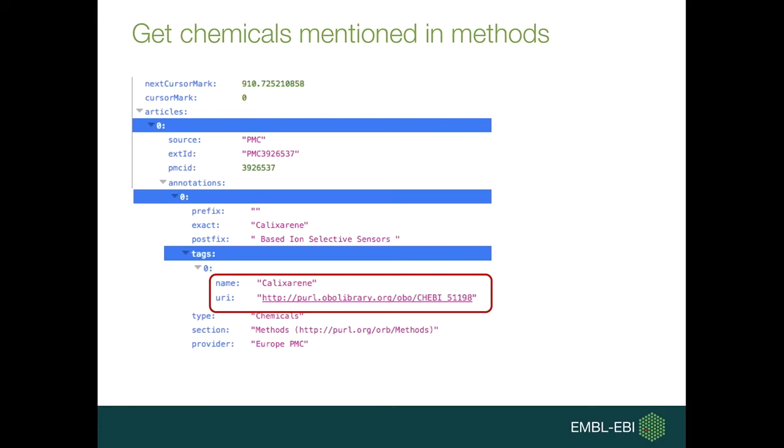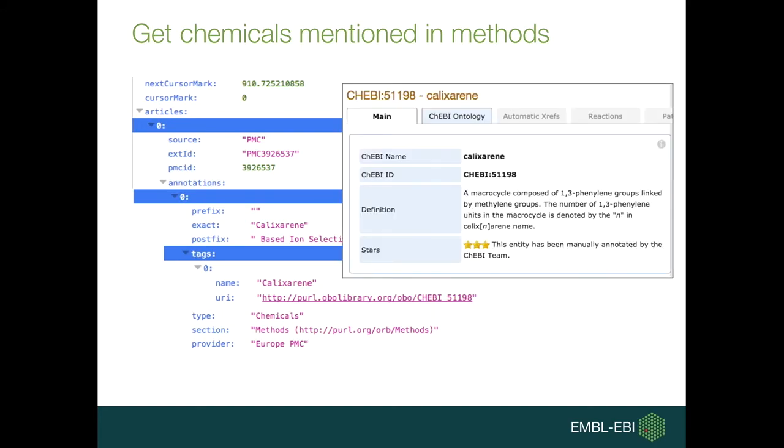In this example, calixaran is a chemical. It has an entry in the chemical dictionary. And here, under tag, you can see a link to the EBI dictionary. If you follow it, you will get to the calixaran entry in the EBI database.